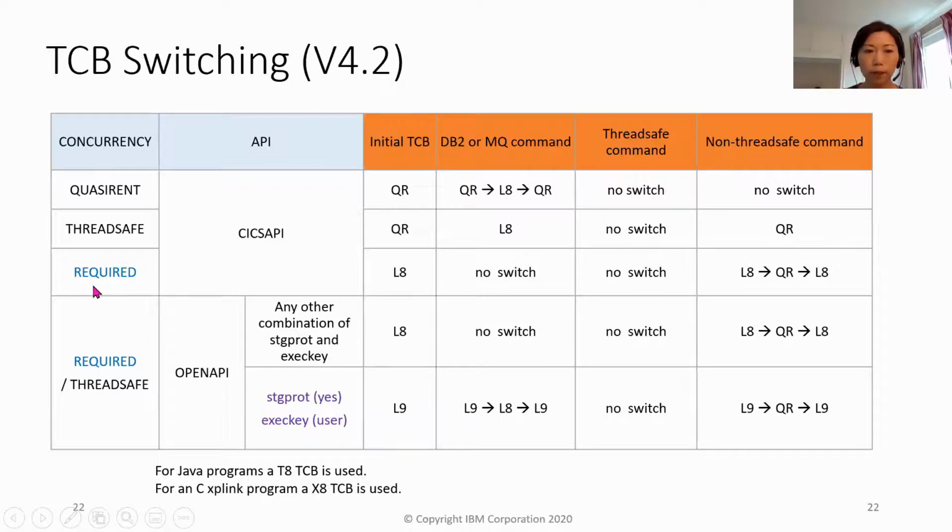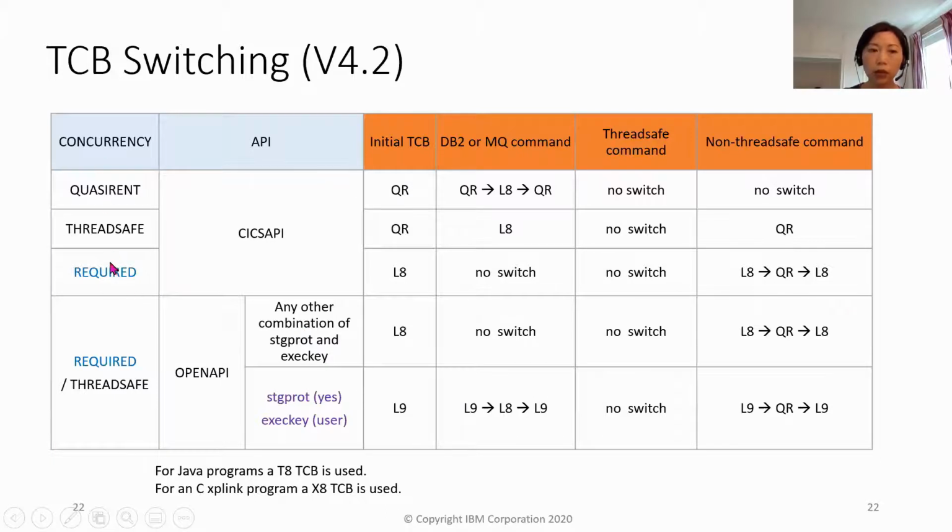If you have CONCURRENCY(REQUIRED) set on the program definition, and the application encounters a thread-safe command, it will still stay on the L8 TCB, which means no switch of the TCBs. But if a non-thread-safe command is encountered, CICS will switch that particular period to the QR TCB. Then when that's finished, it will come back to the L8 TCB.